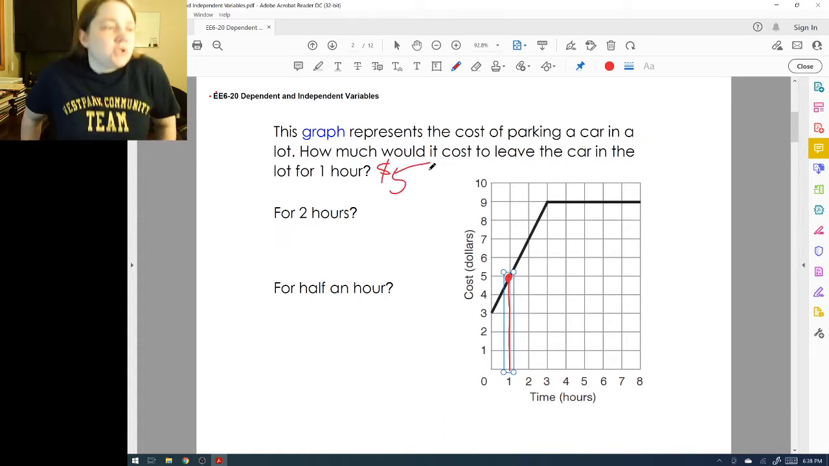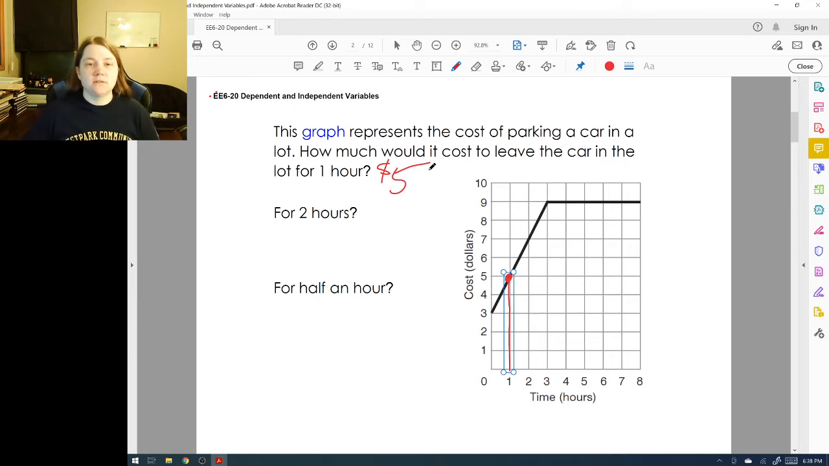What about for 2 hours? How long will it cost for 2 hours? Well, go down to 2, see where it lines up, and it turns out that that's going to cost $7. What about for half an hour? Well, I'm going to go down here, I'm going to trace this line up, and I'm going to see that halfway it's going to be $4.